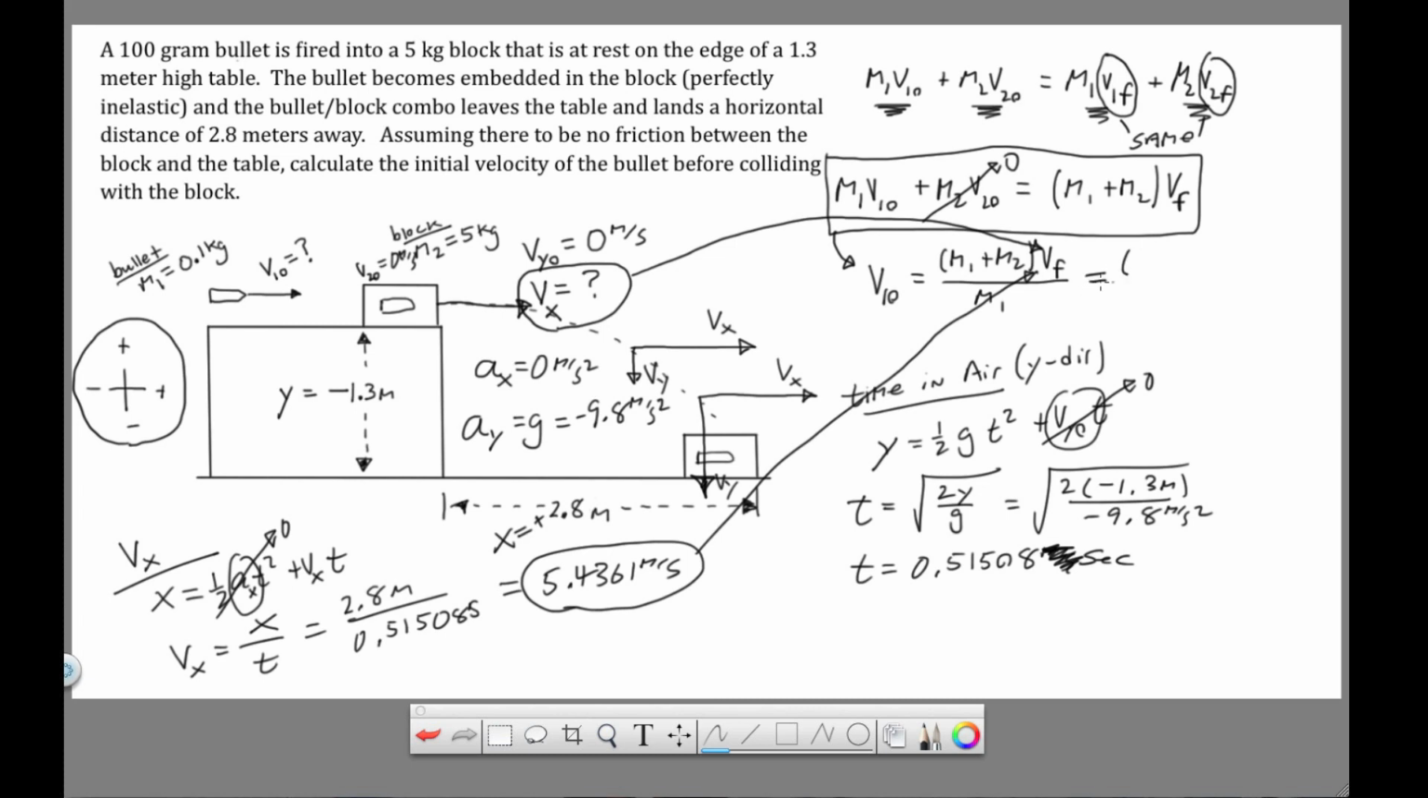So m1 plus m2 is 5.1 kilograms, that's our total mass. We figured out the velocity after the collision to be 5.4361 meters per second. And m1 is just the mass of the bullet, which is 0.1 kilograms. So our final answer, the velocity of the bullet before the collision, is 277.2 meters per second.